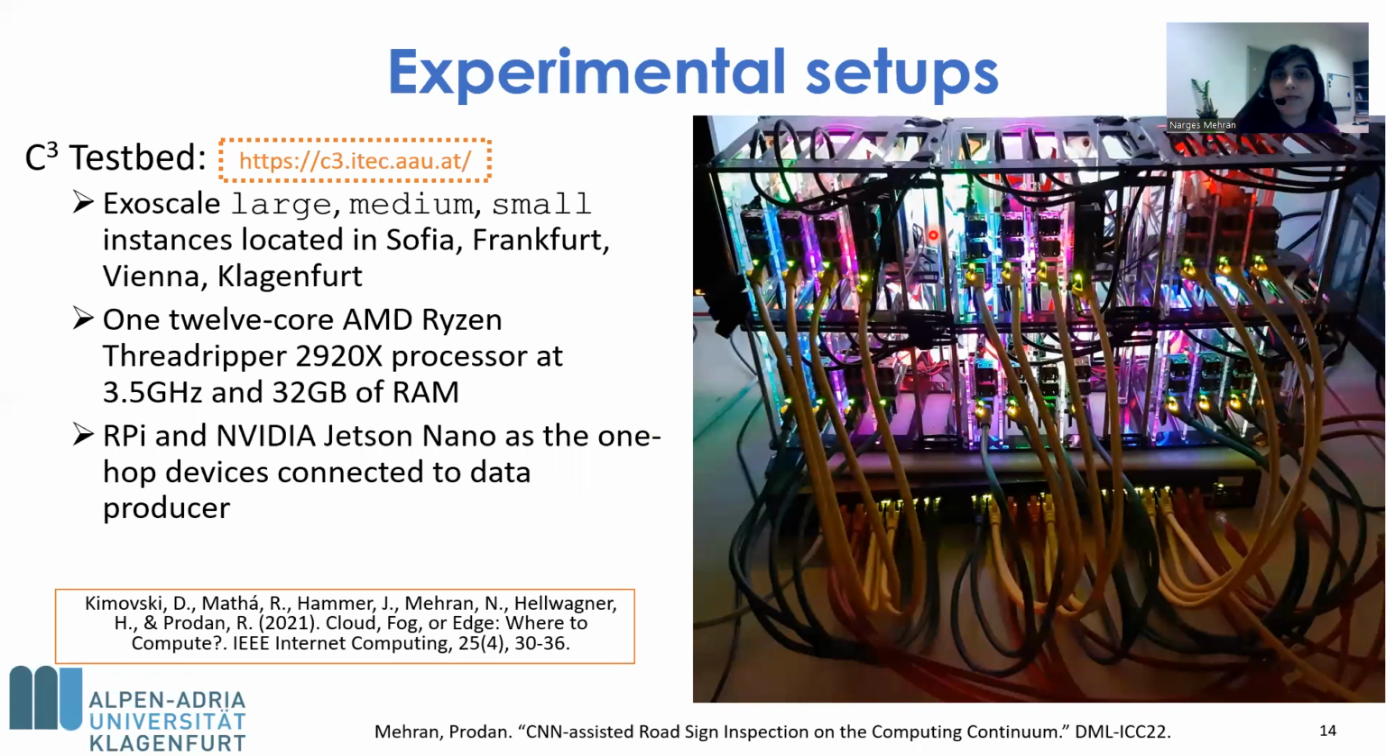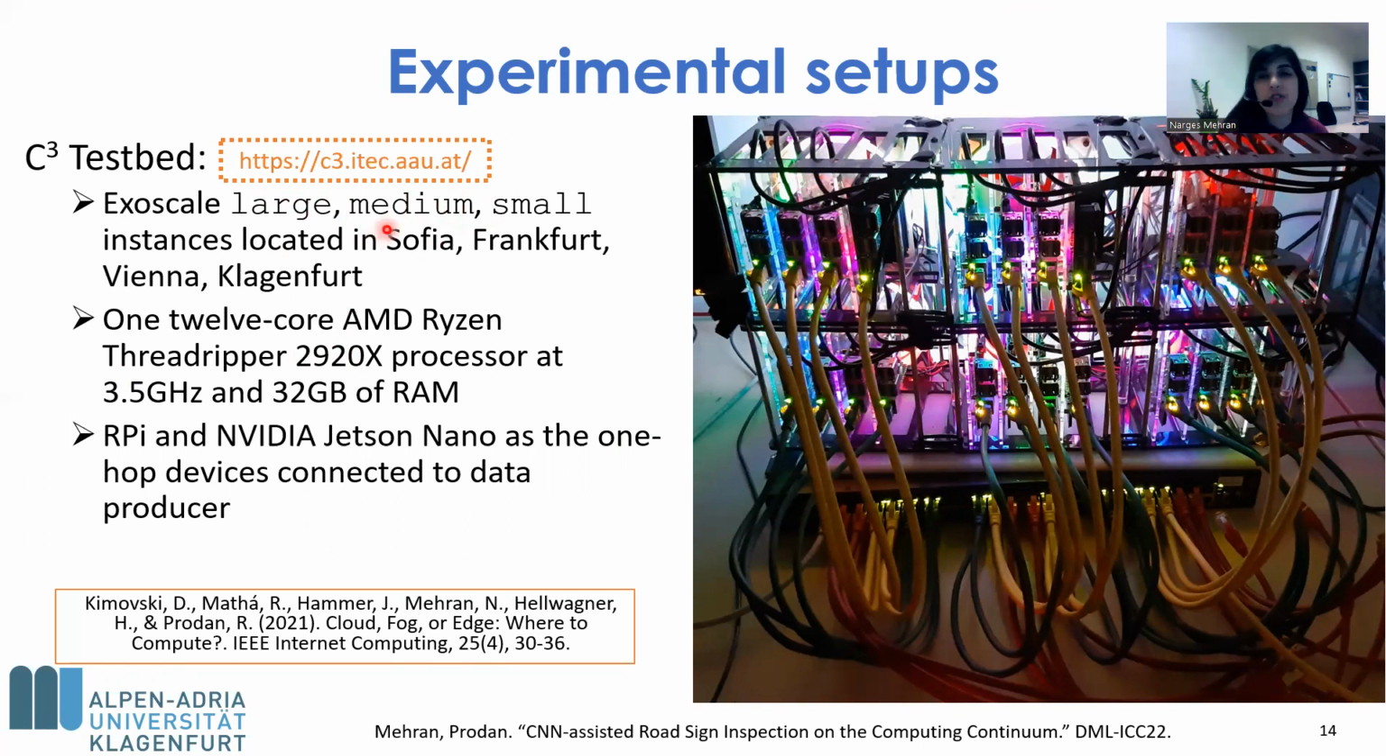In order to evaluate our work, we considered the C3 testbed, and the URL of it you can find in the slides. This testbed consists of single board computers, as you can observe in this picture, and they are interconnected through an OpenFlow switch to a high performance machine, and then this machine is connected to the exascale European cloud instances consisting of large, medium, and small type of instances located in Sofia, Frankfurt, Vienna, and Klagenfurt for us.